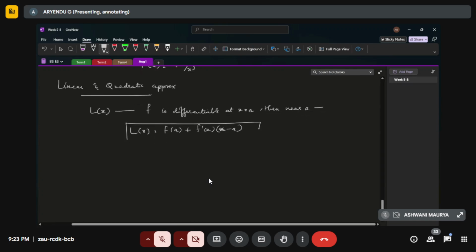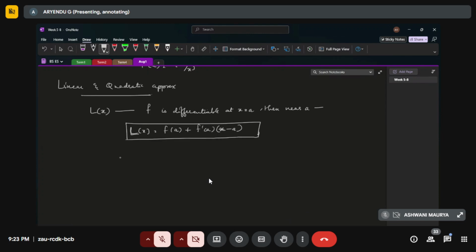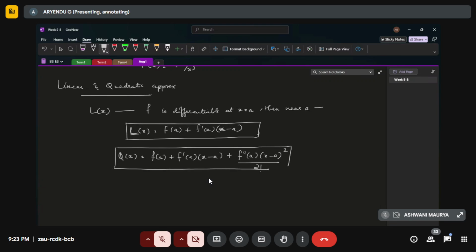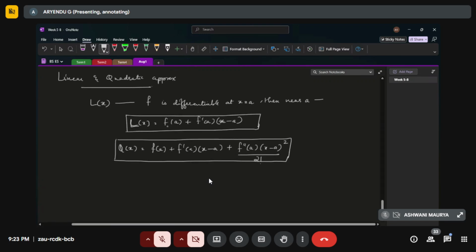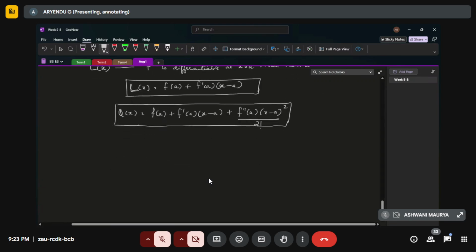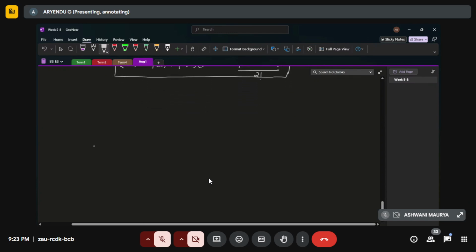Similarly, we also have for the quadratic, which is given by Q of x is equal to f of a plus f dash of a into x minus a plus f double dash of a into x minus a whole square by 2 factorial. So these two equations we have to remember, but mostly we'll have to use the linear function. So we'll use the linear approximation to do a question.